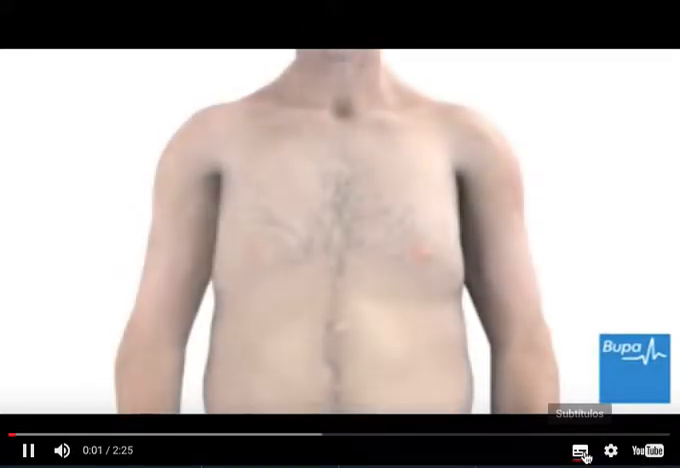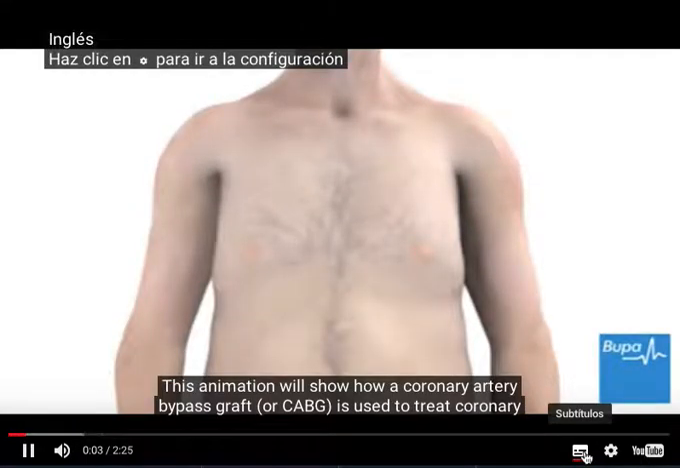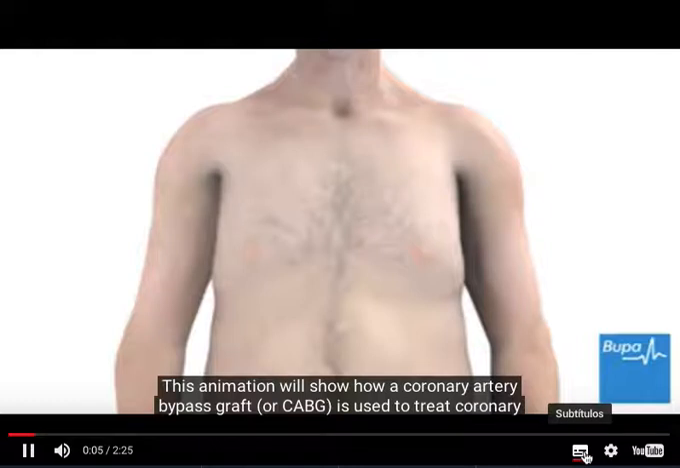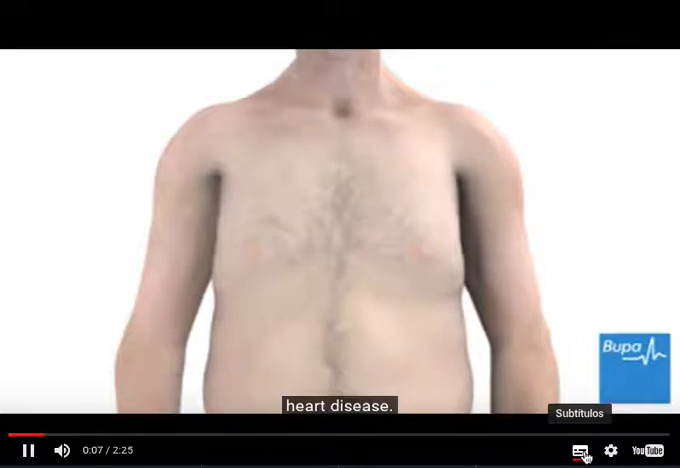This animation will show how a coronary artery bypass graft, or CABG, is used to treat coronary heart disease. Click the navigation arrows below the animation screen to play, pause, rewind, or fast forward the animation.